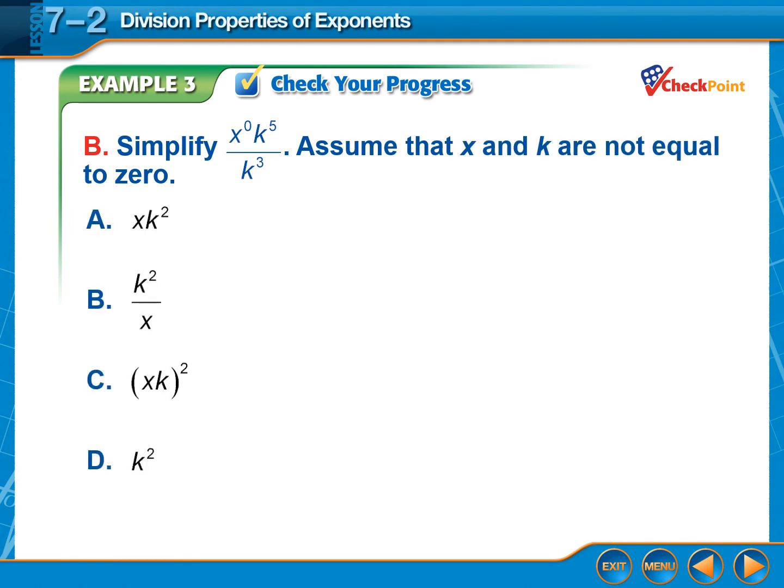Simplify x to the 0 times k to the fifth divided by k to the third. And that should have gotten you d, or k squared. And again, that's because just in here, just the x term has a power of 0. So x to the 0 is 1, then you're going to multiply it times k, and because they have the same base, I can subtract 5 minus 3, so what's left is just k squared.